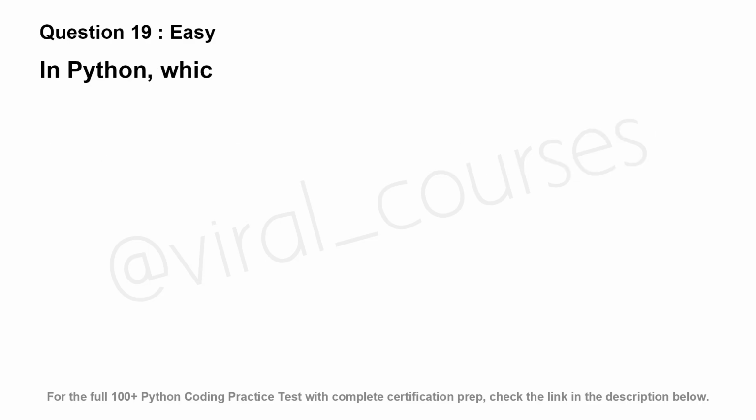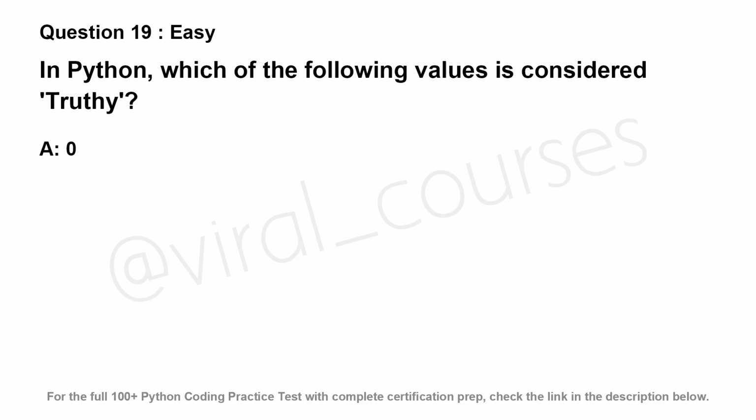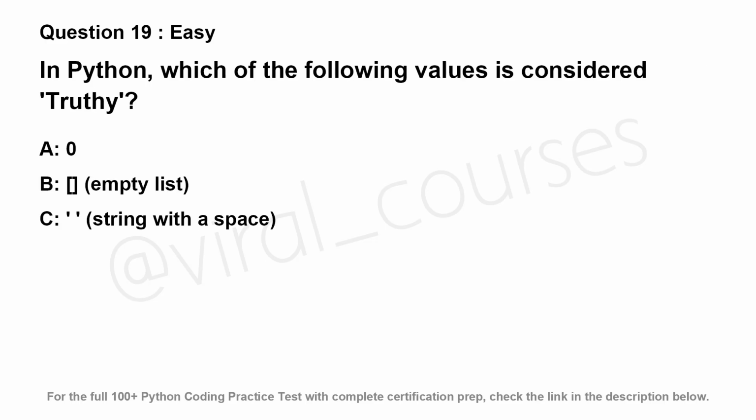In Python, which of the following values is considered truthy? Option A, 0. Option B, empty list. Option C, string with a space. Option D, None.